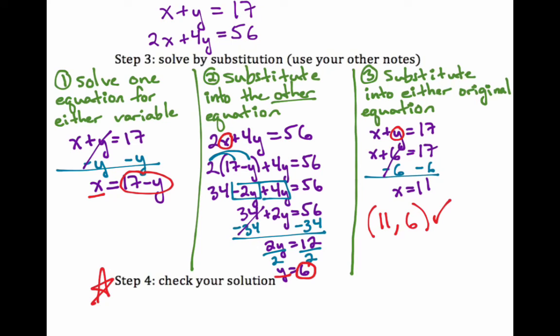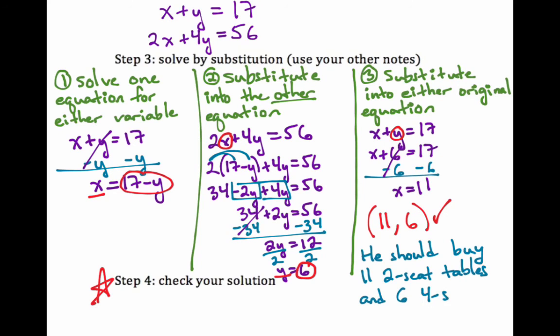Not quite, right? Because this is a word problem. That means we need to give our answer in sentences. This is not an answer to the question of how many tables should he buy. So let's write that as a sentence. He should buy 11 two-seat tables and 6 four-seat tables. There we go. There's our answer. All right. See you in class.